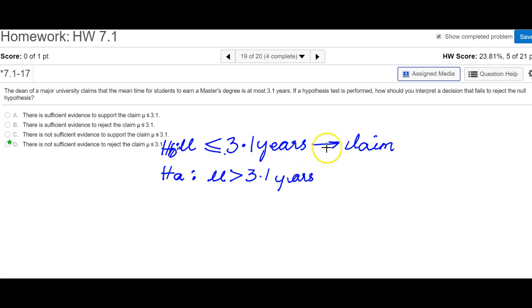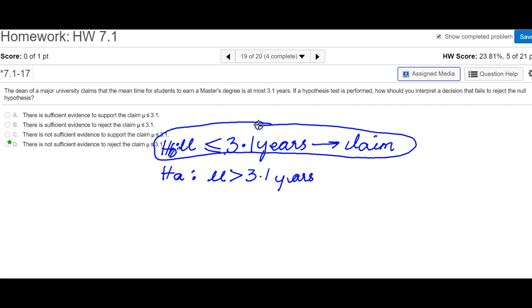Okay? If a hypothesis test is performed, how should you interpret a decision that fails to reject the null hypothesis? And again, it's very important I know what my claim is. My claim is my null hypothesis. Okay, very good. I'll have to erase this one. My claim is my null hypothesis, and what am I doing? I'm failing to reject. So keep in mind, your claim is H naught.